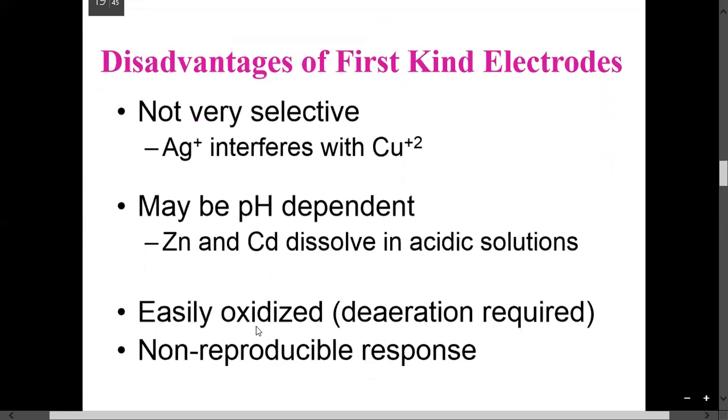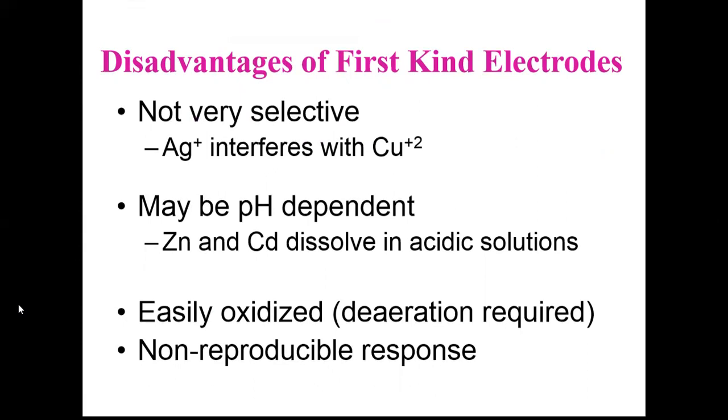Disadvantages of first kind electrodes. First, not very selective. Ag positive interferes with Cu dipositive. Maybe pH dependent. Zinc and cadmium dissolve in acidic solution. Easily oxidized. Deaeration required. Non-reproducible response.